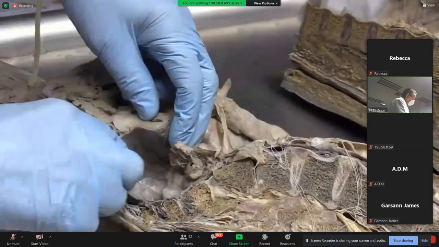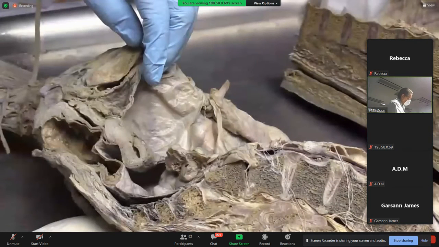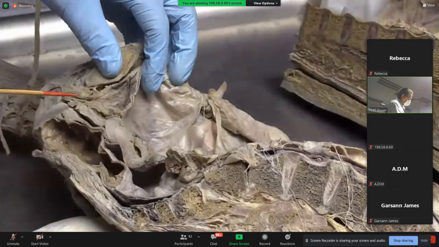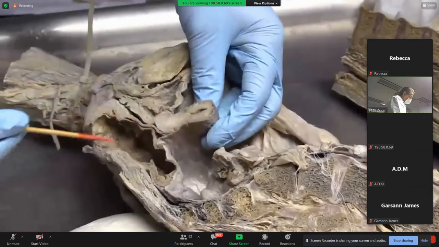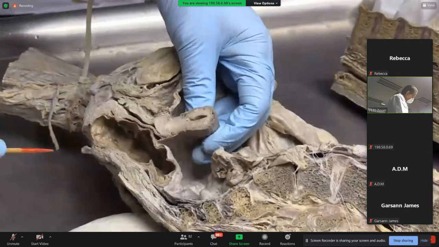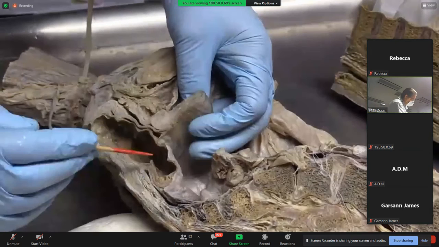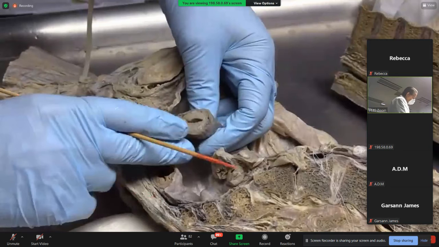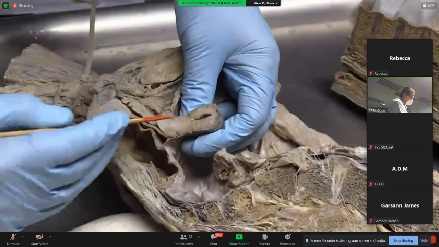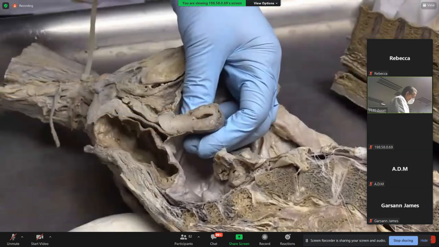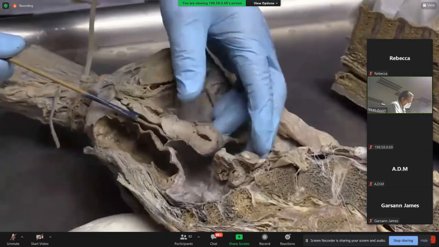In front, we have the bladder. This is the urethra coming here, the bladder, and this is the uterus. This lady never had children. In an elderly person, the uterus is atrophic. It's an atrophic uterus, and here is the vagina. That's the vagina.